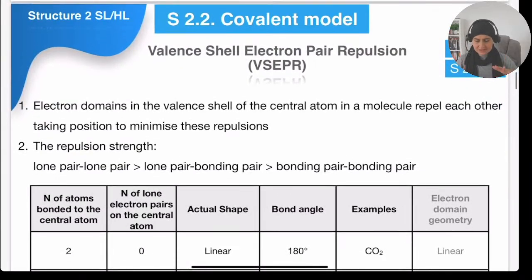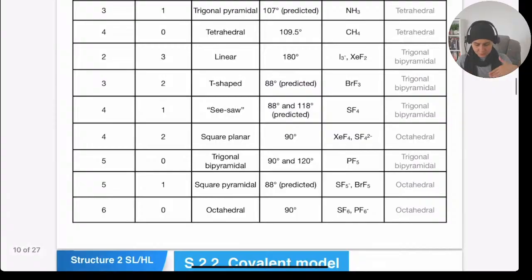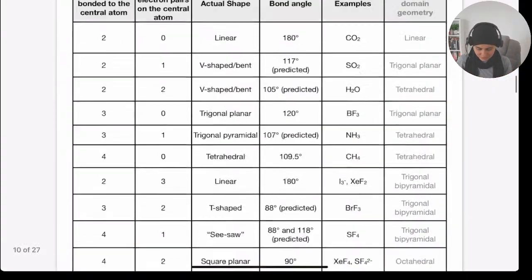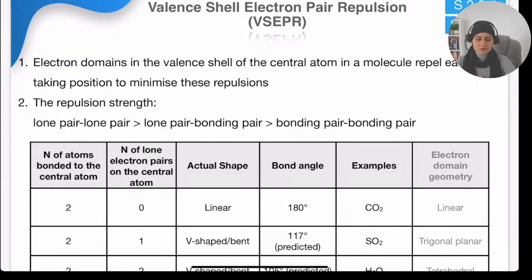The next bit is both SL and HL. The first part is SL, but this table is for both SL and HL students, and I'll tell you where to stop, which is the threshold for SL. The next topic is valence shell electron pair repulsion theory, which is VSEPR. So what does it tell us?